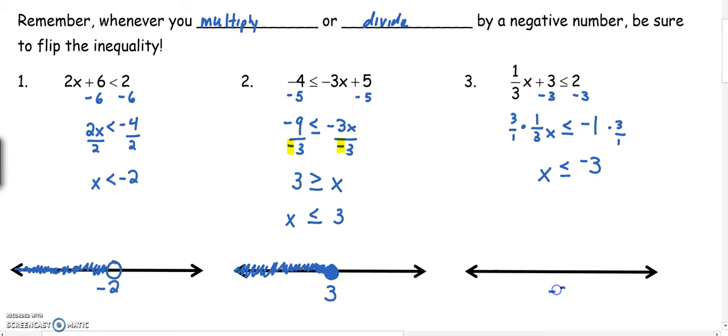So on my number line, I have negative 3. Because of the bar underneath it, that means it's a closed dot on my number line. And I am shading to the left because it's pointing left for my arrow.